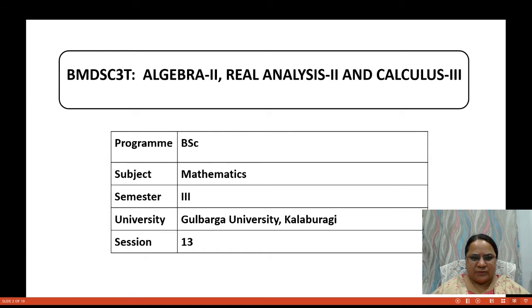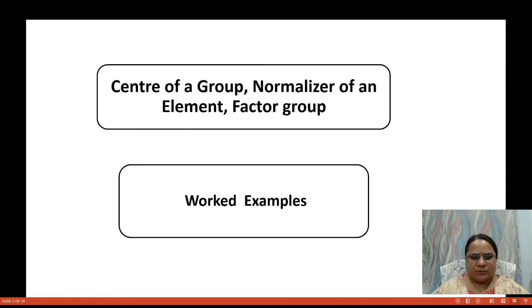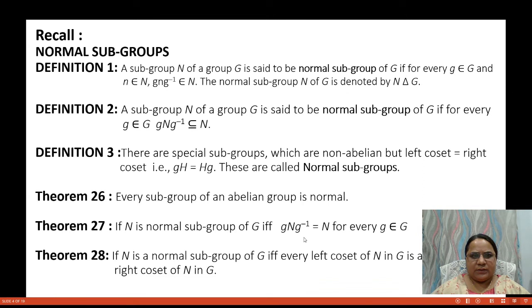Here I am going to cover the topics: center of a group, normalizer of an element, factor group, and some worked examples on that. Before going to the main topic, let us recall what we had in session 12.